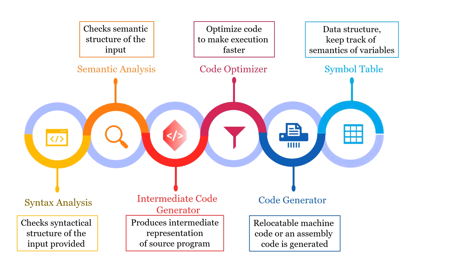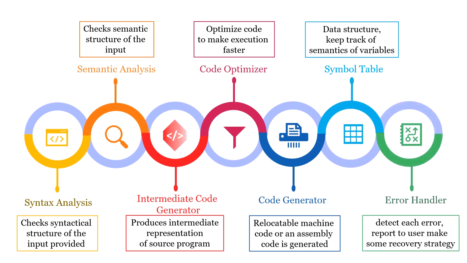The symbol table is also a part of the compiler, which the compiler uses to maintain a record of each entity present in the program and the data associated with it. The error handler deals with the errors present in the source program.